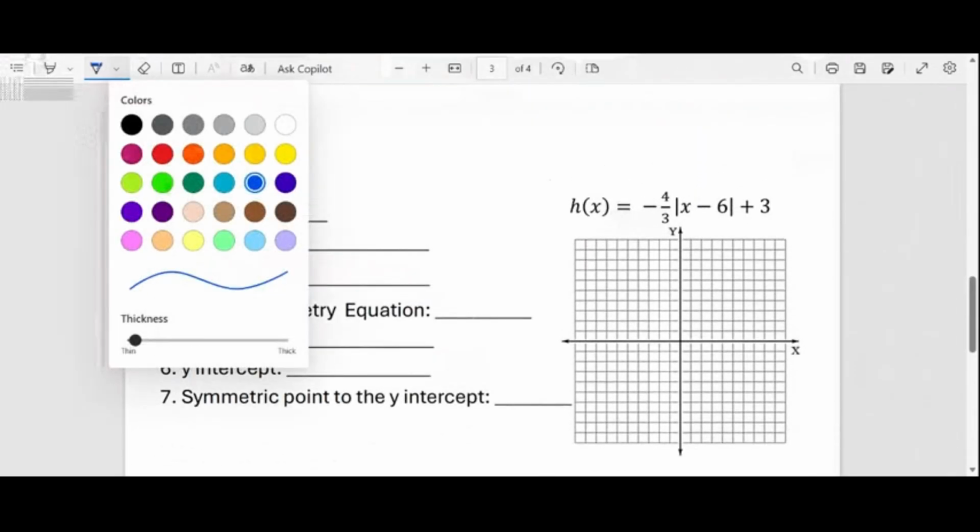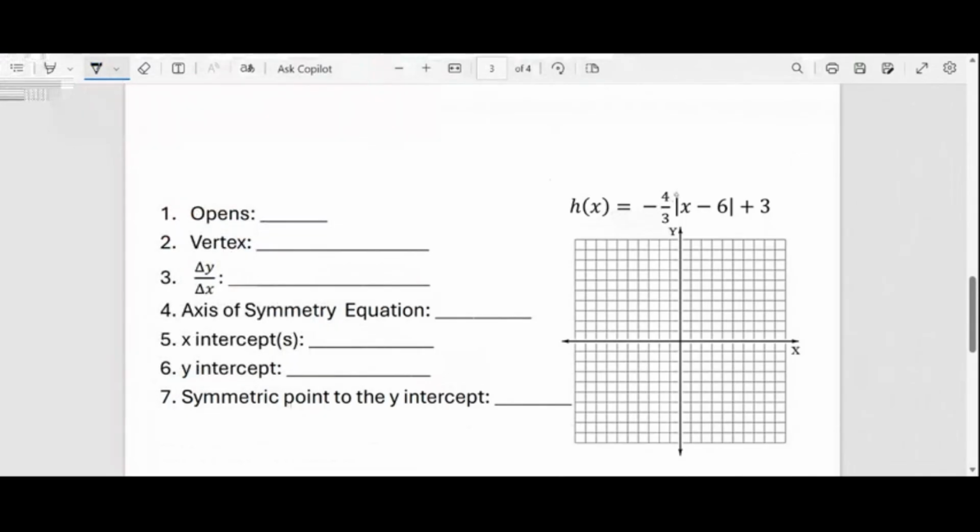On this graph, we are going to be opening down. And the reason we're opening down is because that a value, which is touching our bars, is negative. So this one opens down. Our vertex is the opposite of negative 6, which is positive 6, and then positive 3. So we'll have a positive 3.